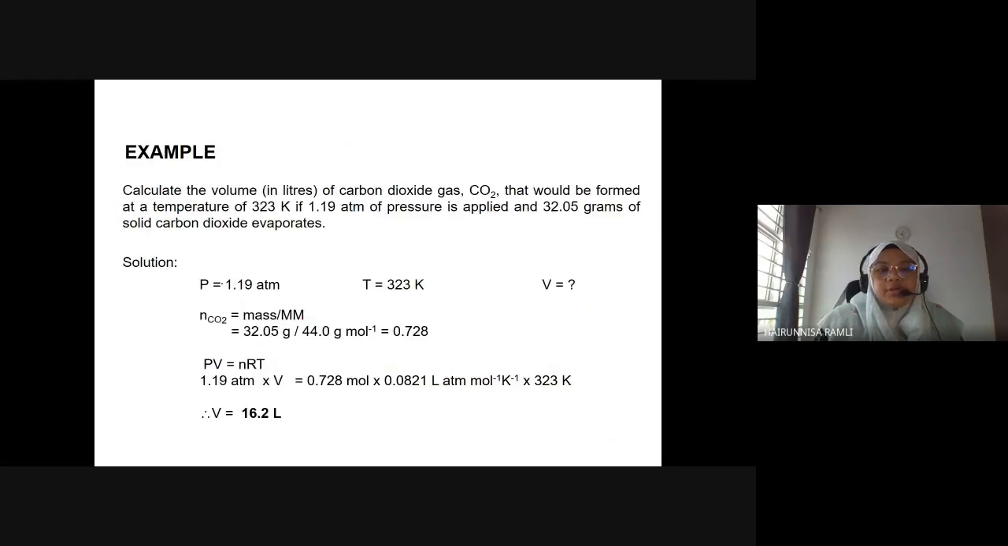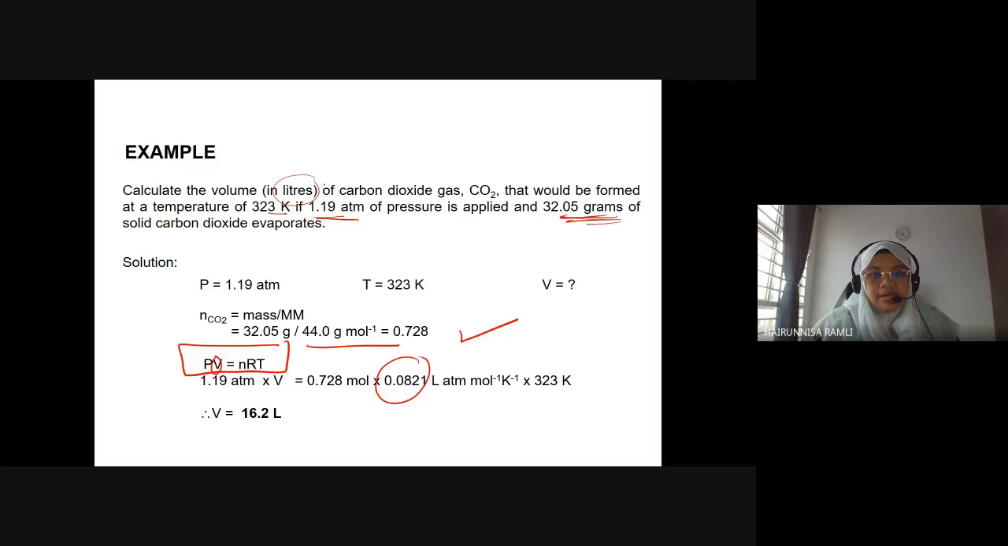Okay, so tengok contoh. Calculate the volume in liters of CO2 that would be formed at temperature this one, if 1.19 atm of pressure is applied and this mass of solid carbon dioxide evaporates. Okay, so PV nRT, dia nak volume. Pressure dah ada 1.19 atm. Mole tak ada tapi boleh cari sebab ada mass. Okay, that's why you bahagi dengan molar mass. And then R, gas constant. And then T is 323 Kelvin, this one.